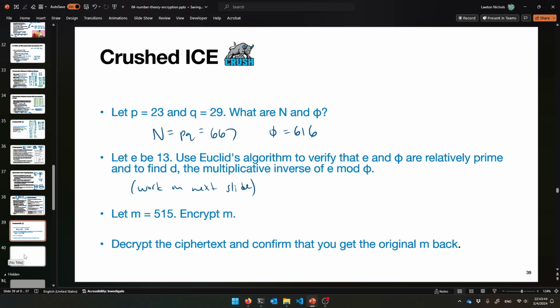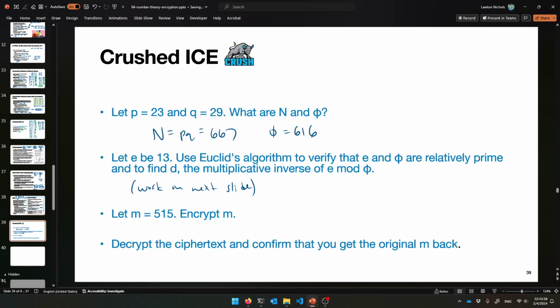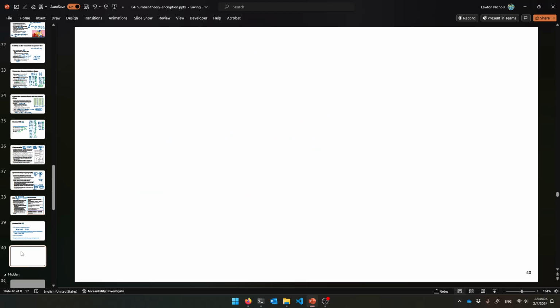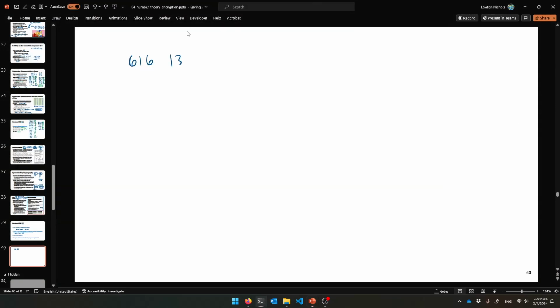I need to find a number that is relatively prime to phi. I've assumed it's 13. So let's do the GCD of phi and that 13. All right, so GCD of 616 and 13. It better be 1. And then we're going to do the extended Euclidean algorithm as well. So 616 and 13, I'm going to do the GCD of these two. Remember the setup. Let's do 616 mod 13. So that gives me 5.